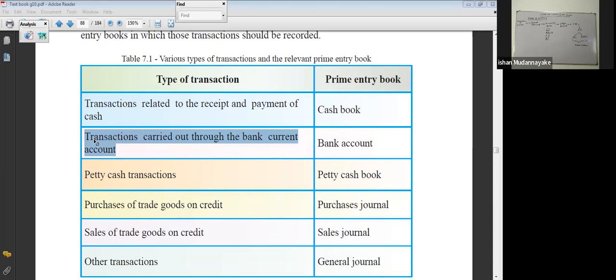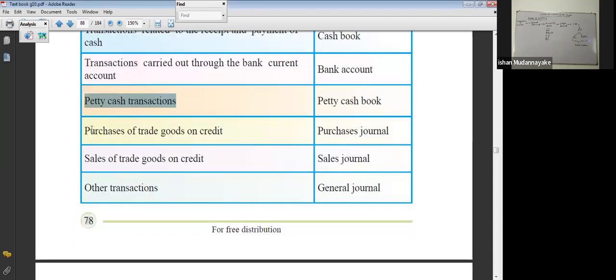Okay, we discussed that. Then, in the petty cash book, we record petty cash transactions, small cash payments. Then, in the purchase journal, we record purchase of trade goods on credit. Now, what are the trade goods?